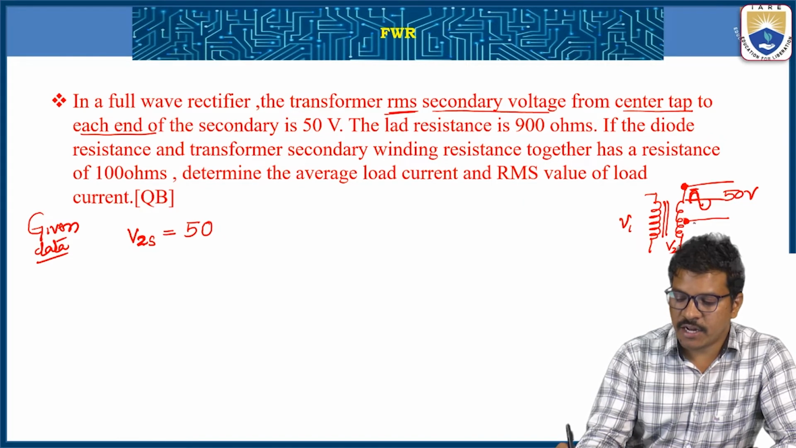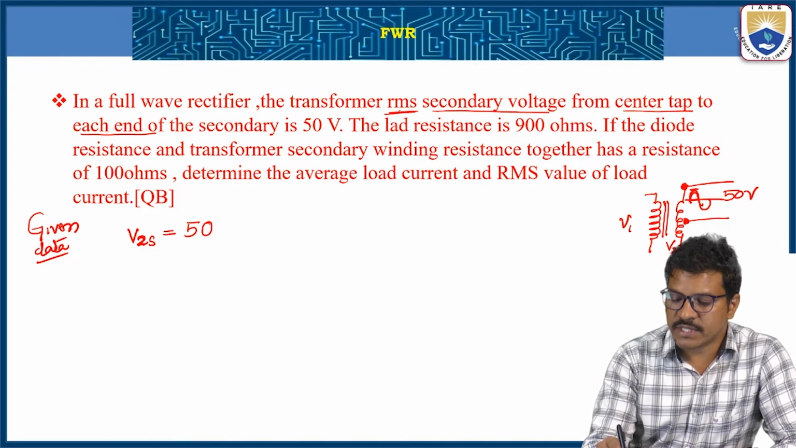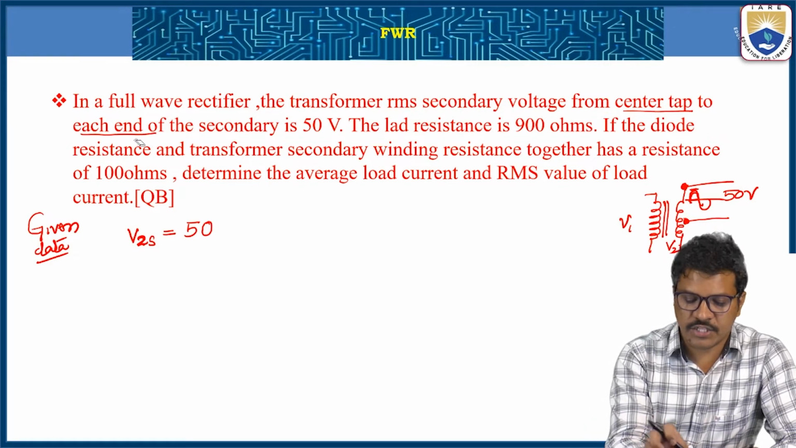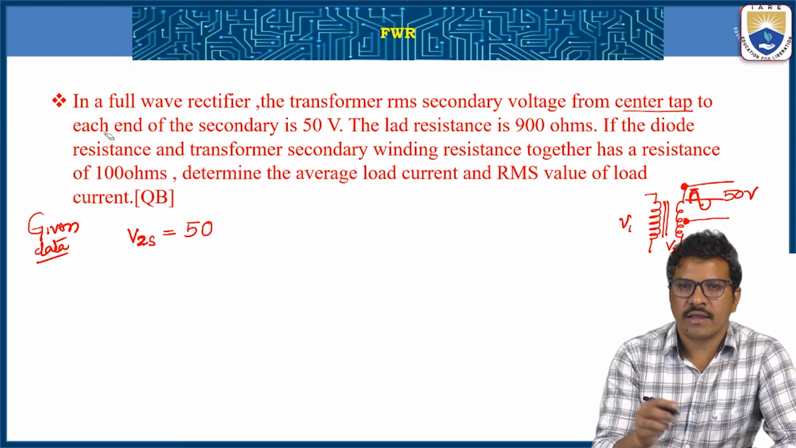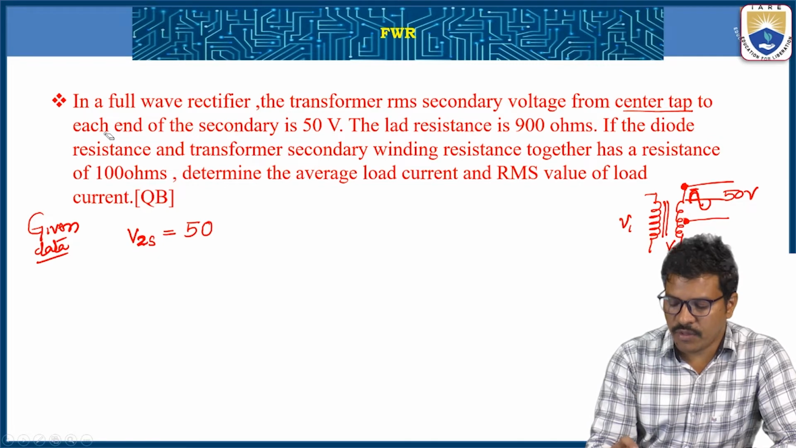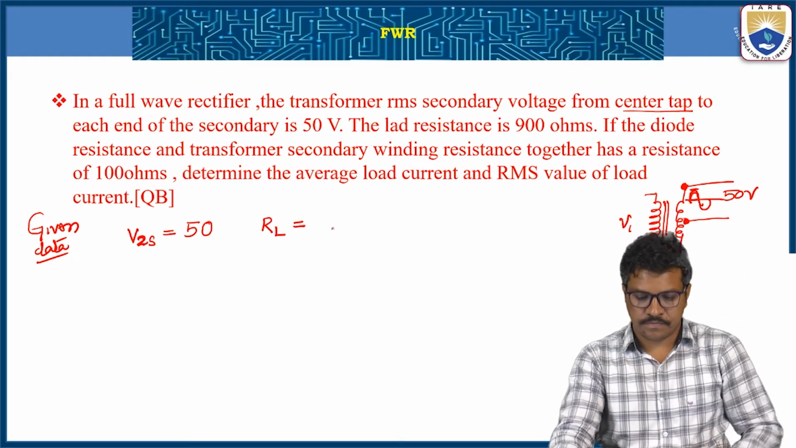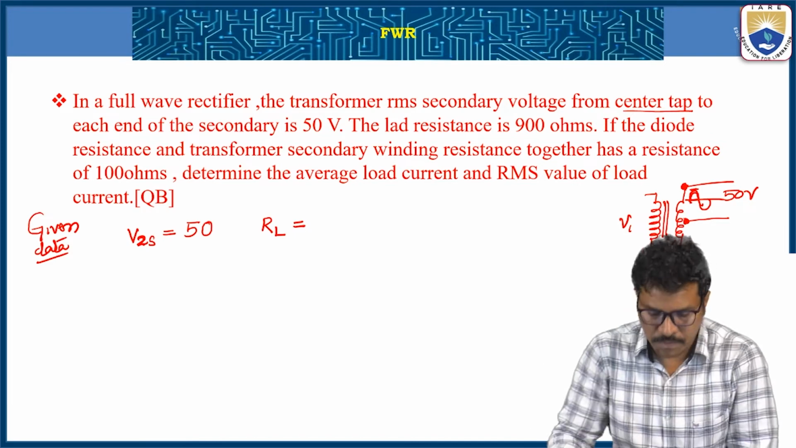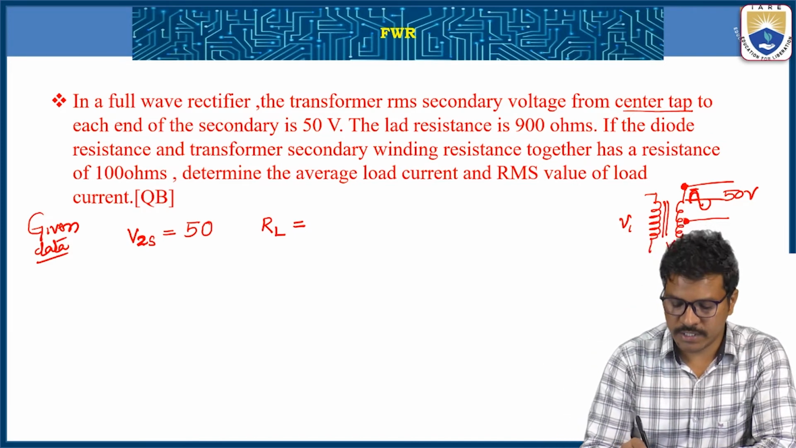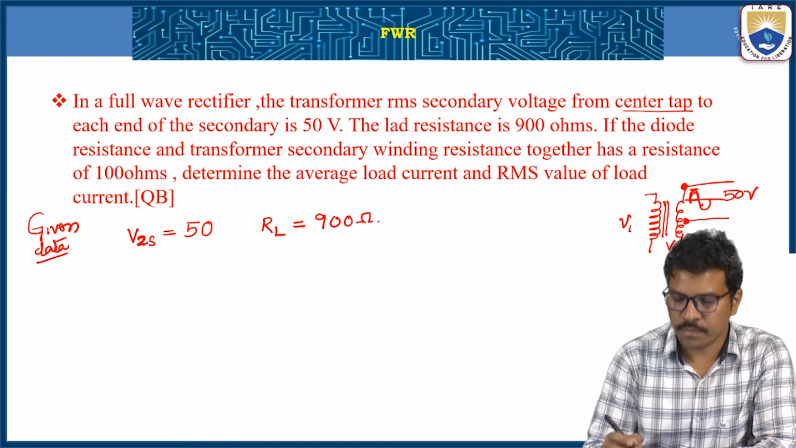Okay, here it is mentioned already: the RMS secondary voltage from center tap to one end, each end. So the divided voltage is already given, 50 volts. Load resistor RL is equal to 900 ohm.